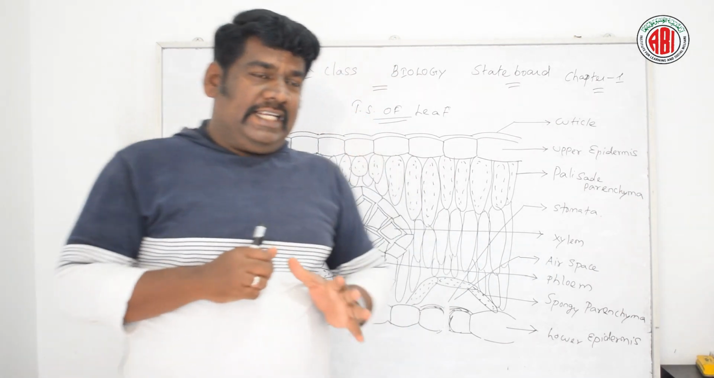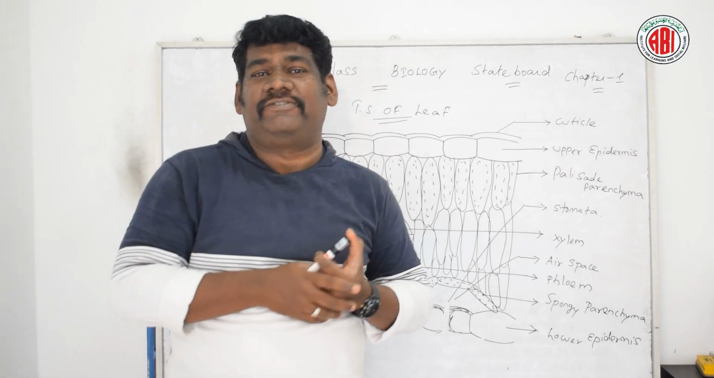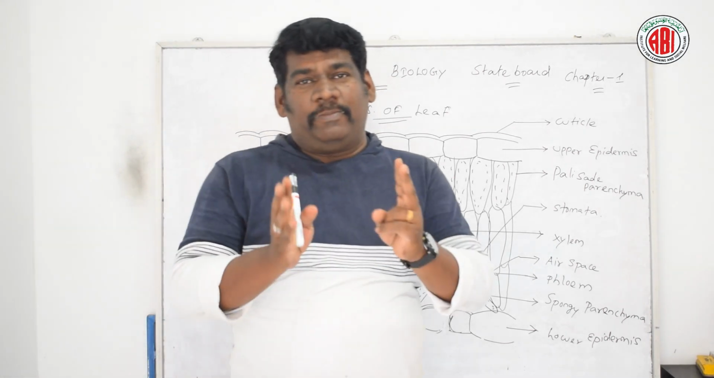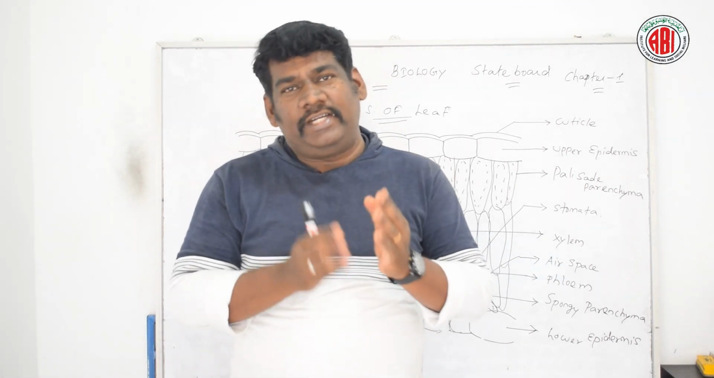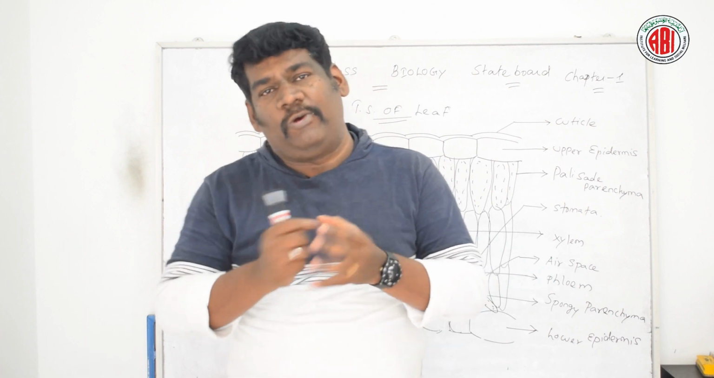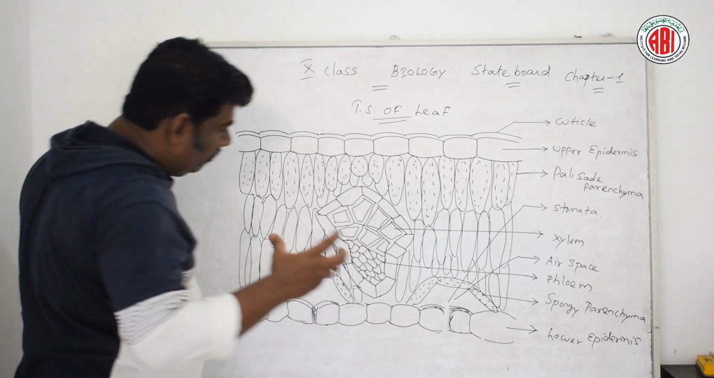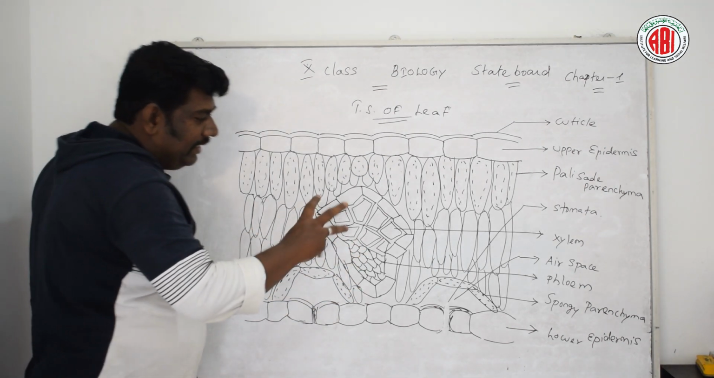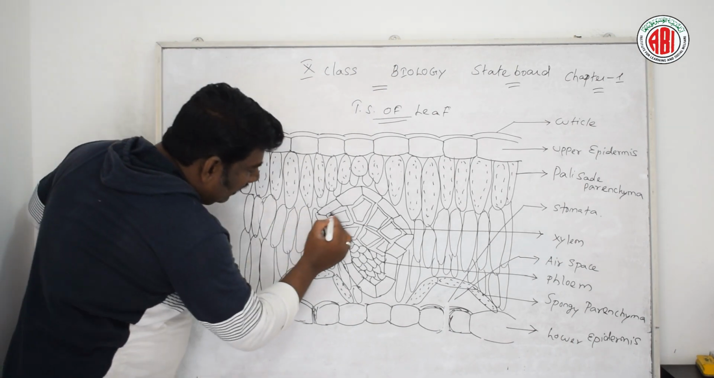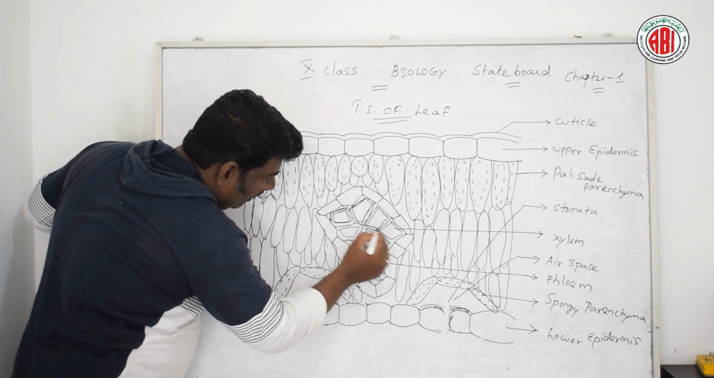Yes, and next the most important labeling in this TS of leaf is 2 important types of cells. One type of cell is called xylem, the other type of cell is called phloem. Where will it be present? The xylem and phloem we should show in the diagram at the center part of this diagram. Here these large cells are there. You can see here, these are looking very large.